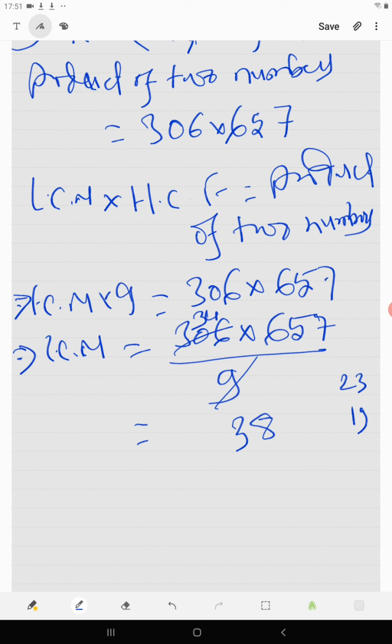So 34 into 6: 30 into 6 is 180, 4 into 6 is 24. So 204. 204 plus 19 is 223. So we got the LCM as 22,338. This is our answer.